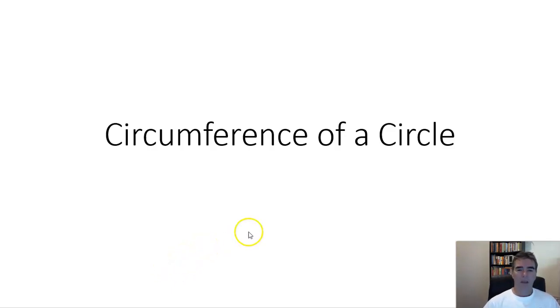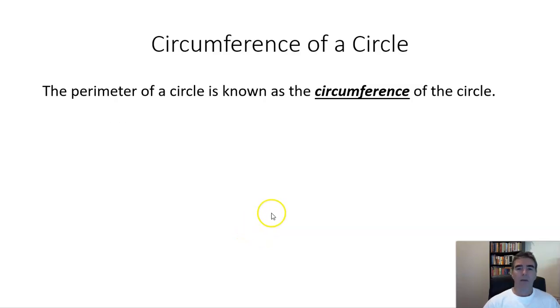Today we're going to have a look at finding the circumference of a circle. Well, circumference is just a fancy name, when we're working with circles, for the perimeter. So we're finding the perimeter of a circle, but the word that we use for that is circumference. So you need to get used to that terminology if you haven't already learnt it.